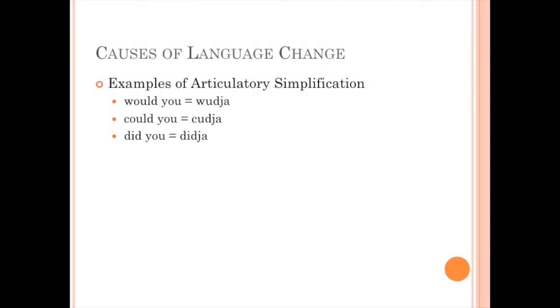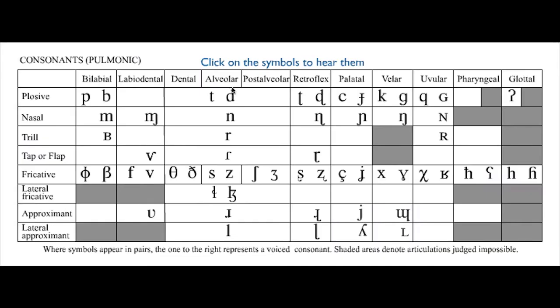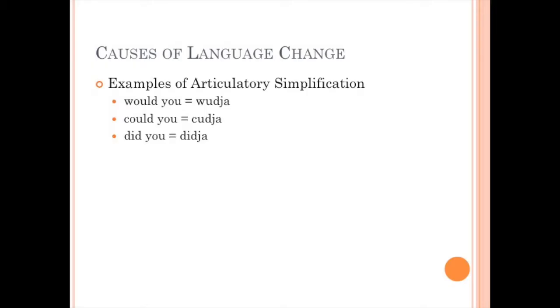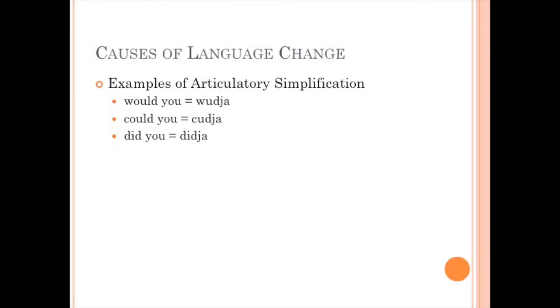So this means that for the d sound, the tongue is higher and probably a little bit further forward than for the y sound. If you look about halfway between these two sounds, you'll see another one that you should recognize, the j sound, which when combined with the alveolar stop d makes the affricate j. You can hear this affricate in would ya, could ya, did ya. Now this is not an example of language change yet, but it is an example of articulatory simplification.